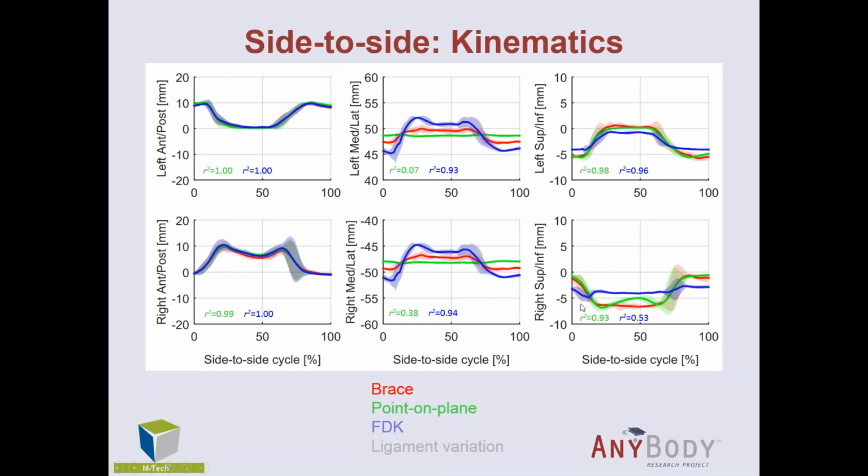But it's still fairly small movement, and it seemed to be captured a little bit worse by the FDK model on the right side. Same story with the medial-lateral: the point and plane model does not capture the movement very well, which is very clear because it was not allowed to have any movement at all, whereas the FDK model actually captures this medial-lateral movement quite well during the side-to-side movement, which is not captured otherwise.